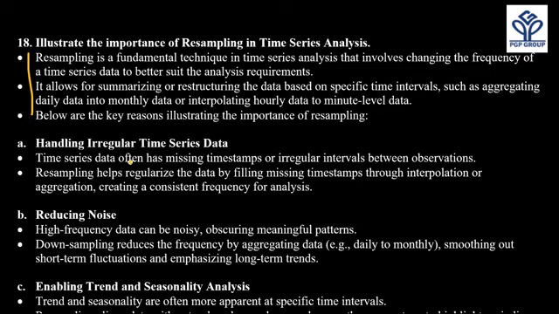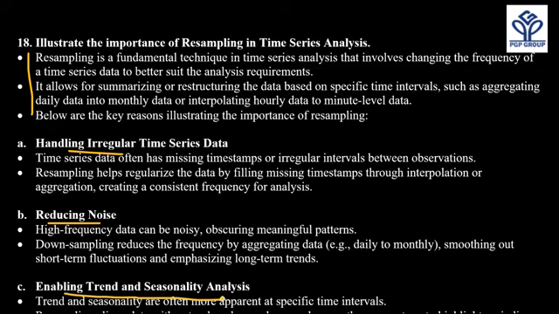Handling the irregular time series. Suppose you have continuous data, a very big data set, then the data will not be very regular, so irregular data will be available. If you want to convert the irregular data into regular data, you can go for resampling. That is the first reason. The second reason is reducing the noise. If you are going for the higher frequency, the data will have a lot of noise. So you can do the downsampling, reduce it, and reduce the noise. Then enabling the trend and seasonality analysis. You can identify the trend and the seasonality in the data by using the resampling techniques.